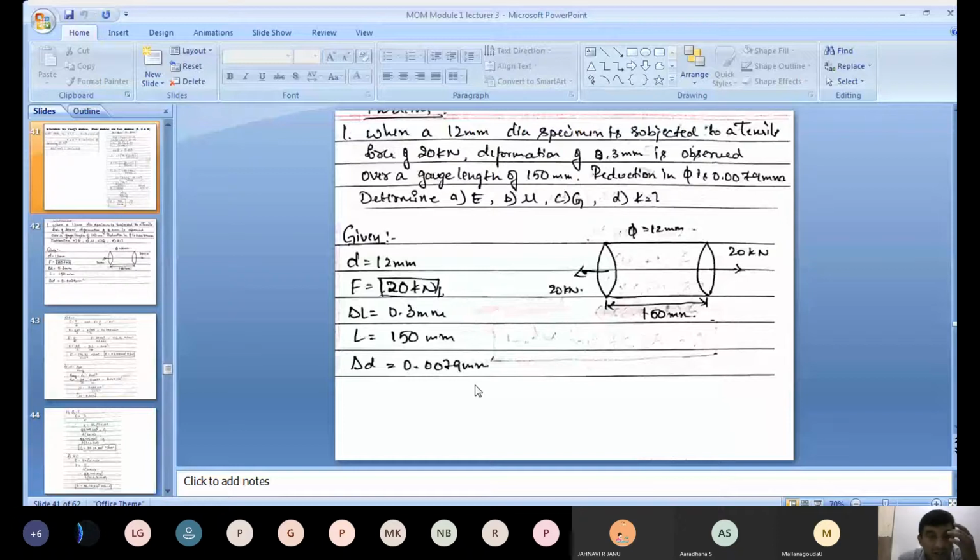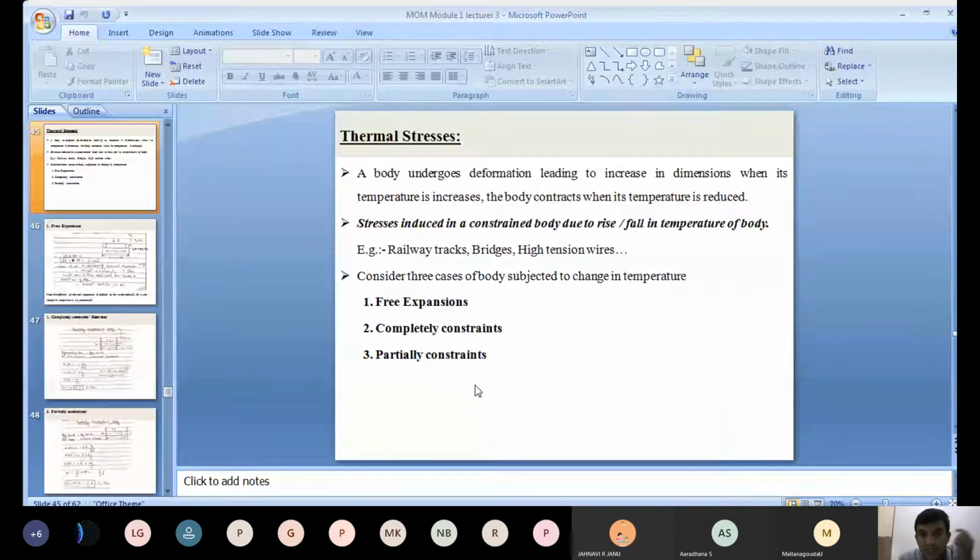Yeah, the PPT is visible. The title of the slide is thermal stresses. Yes, sir.